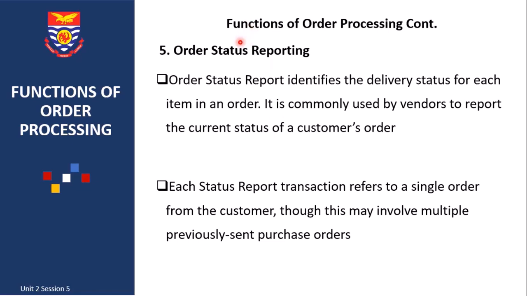Then the fifth one is the order status reporting, where you would have to prepare an order status report, which usually identifies the delivery status for each item in order, so that if the items have been fully packaged, the report will have to indicate it. If the item has been dispatched, you have to indicate it. If the item has been made available to customers, this report will have to indicate all this information.